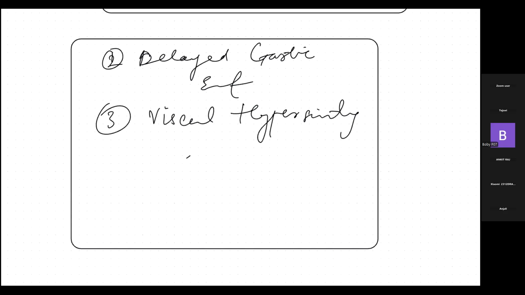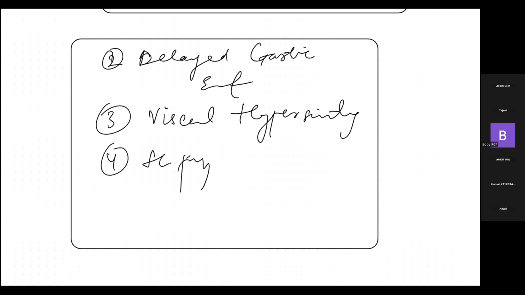See, in modern science, most of these things are not clear. For the pathophysiology, they are assuming that this may be the cause, and for the factors also, they don't know whether it is a factor or not. So they are saying that visceral hypersensitivity can be a cause of this. The fourth one is H. pylori. We will discuss visceral hypersensitivity in detail, don't worry.